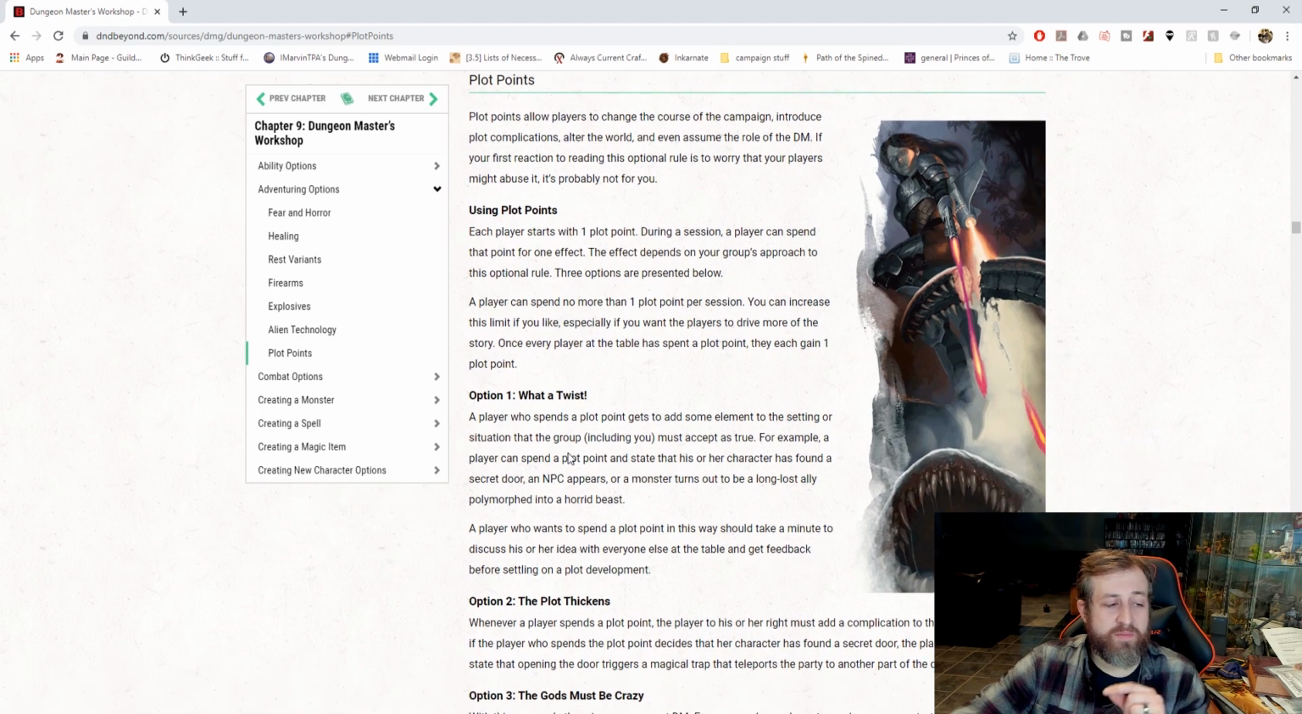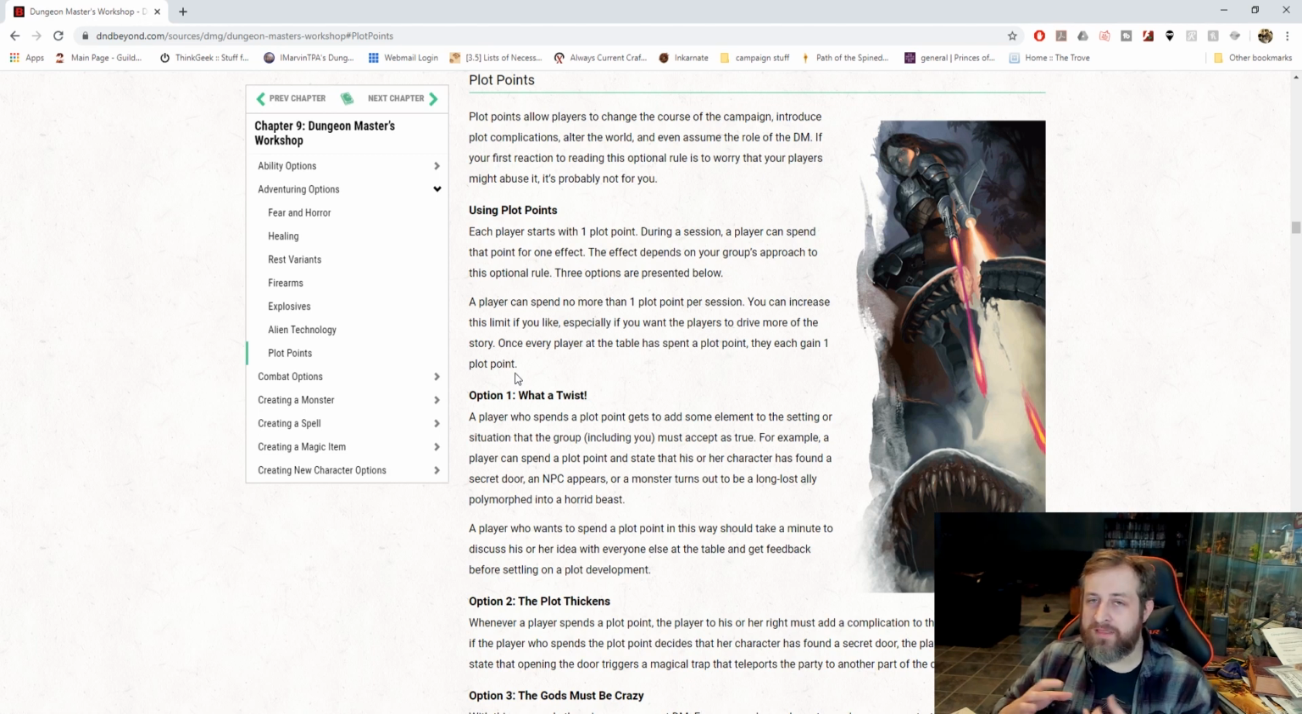Option two, the plot thickens. And I definitely know a lot of people who would like this one. So this is very different. When a player spends a plot point, the player to his or her right must add a complication to the scene. So this has almost a very improv-y feel to it. For example, if the player who spends the plot point decides that her character has found a secret door, the player to the right might state that opening the door triggers a magical trap that teleports the party to another part of the dungeon.